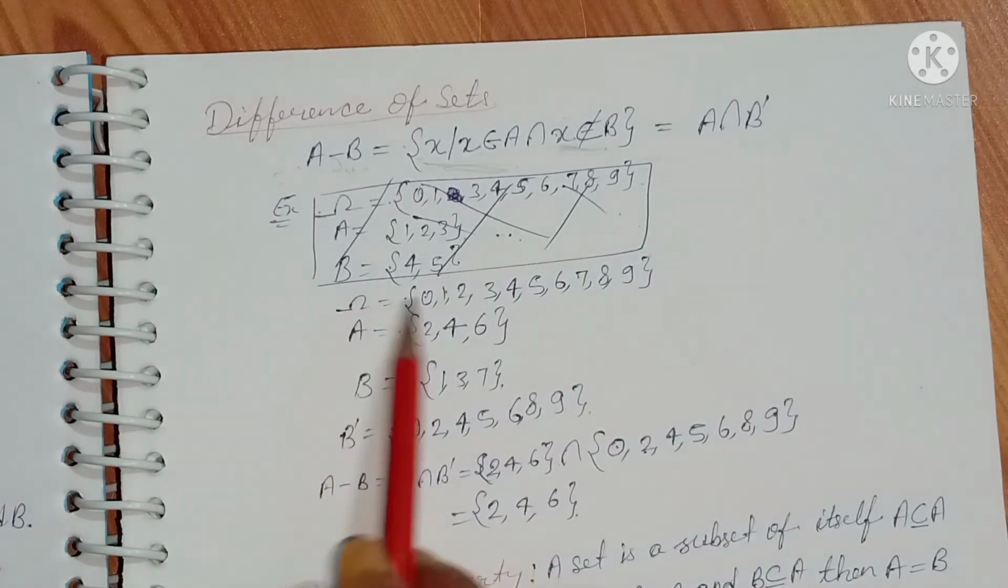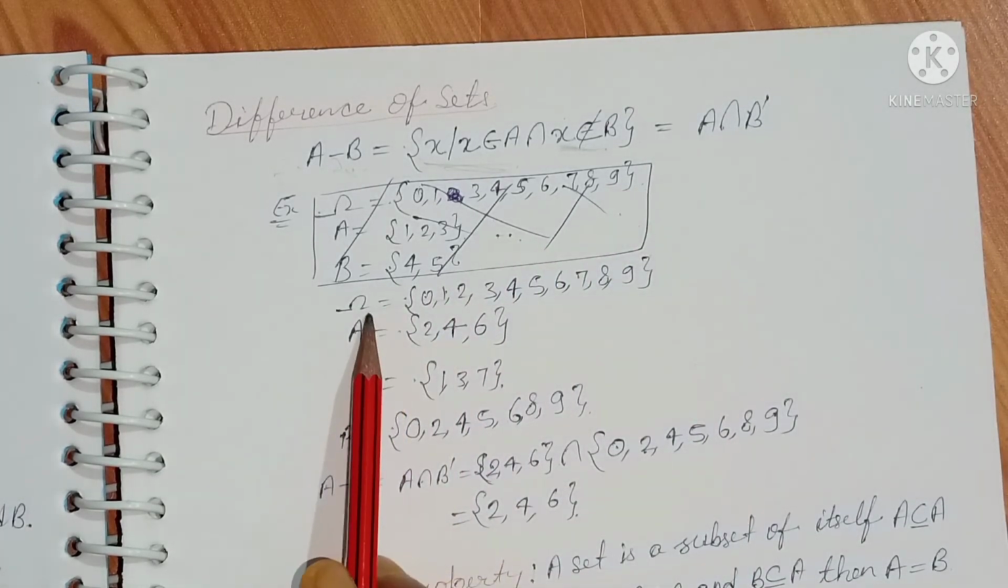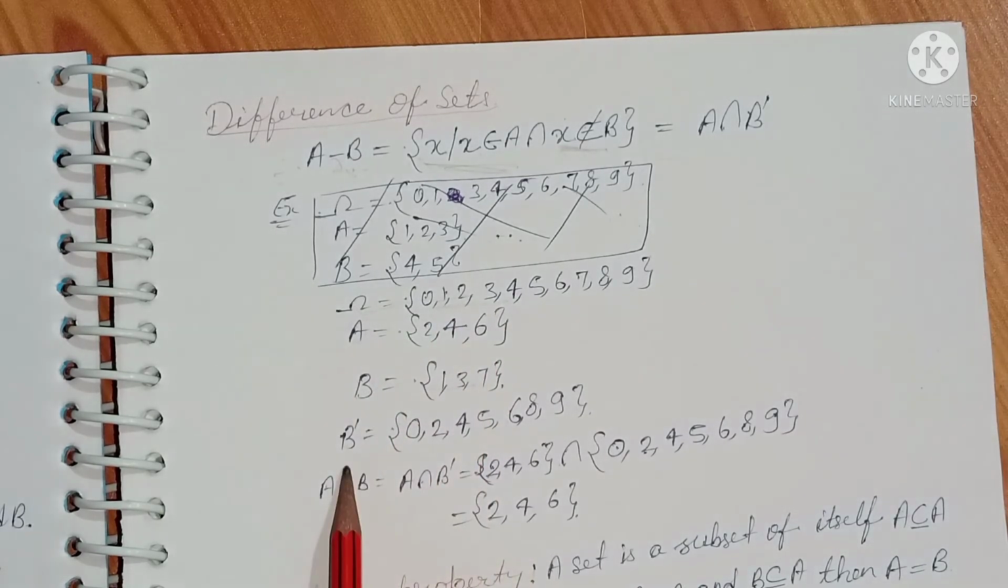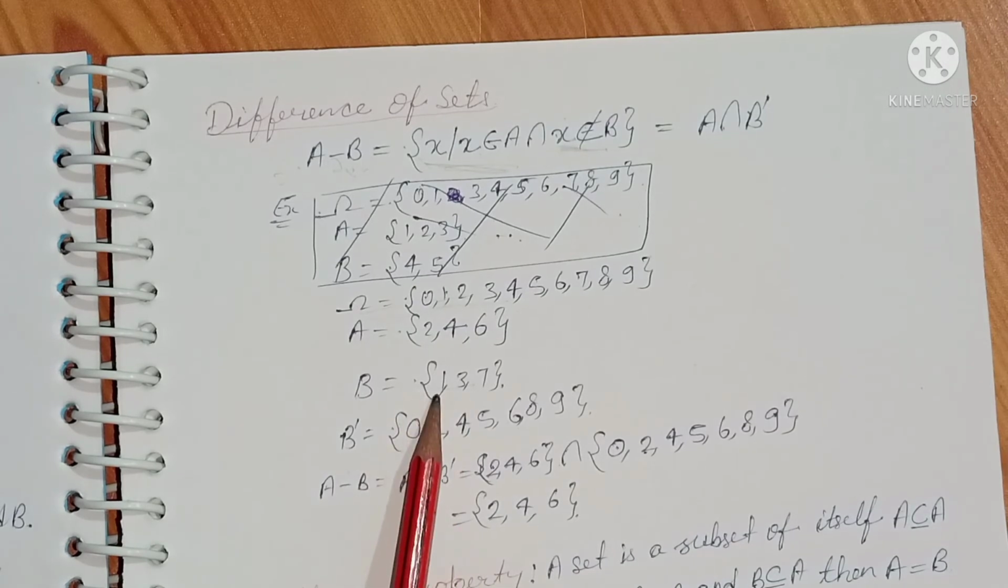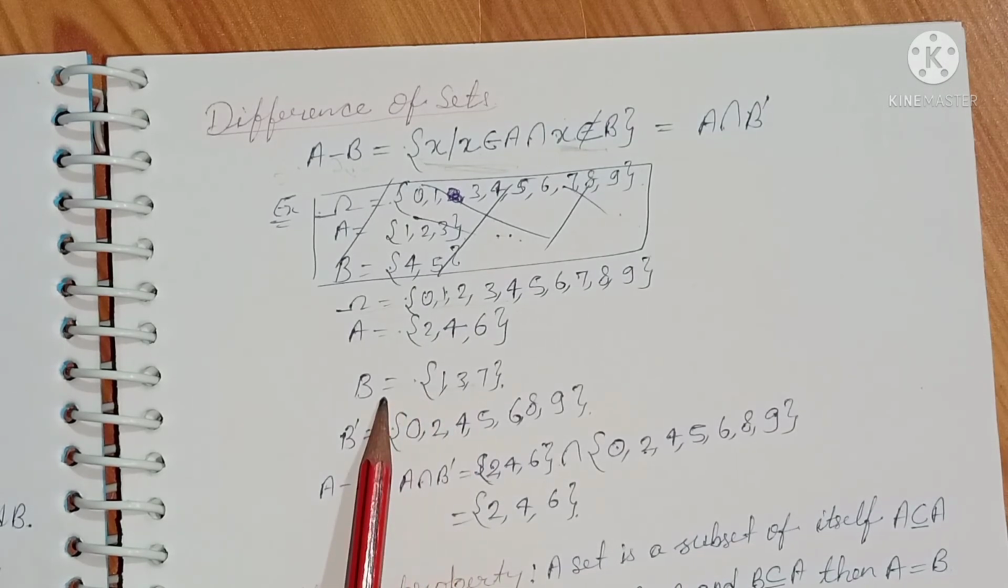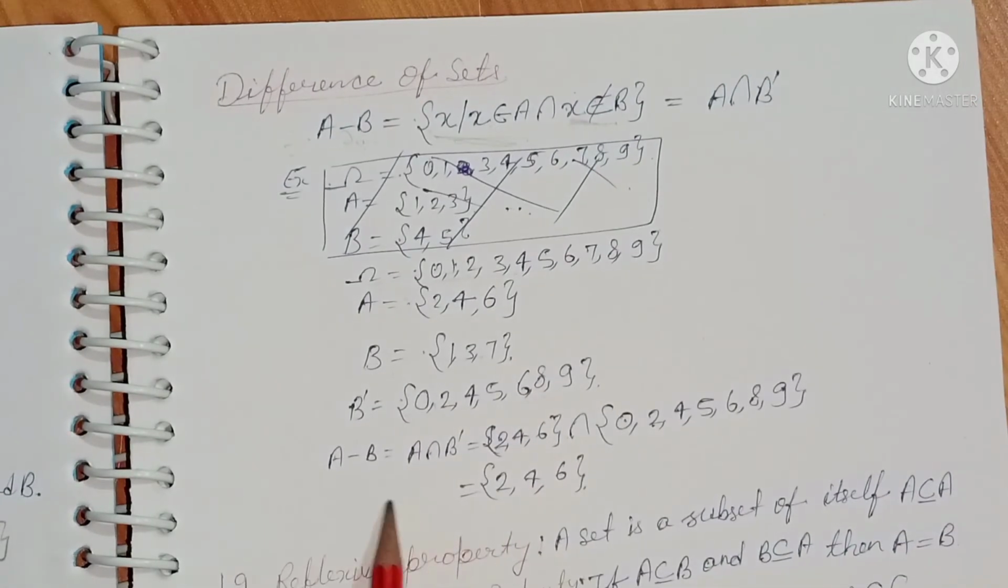Okay, here is an example. This is omega, meaning the universal set. This is A, this is B, and for B complement we have to exclude the elements of B from the universal set. So 1, 3, 7 are present in B. Exclude 1, 3, 7 from the universal set, and you will get B complement. Then you can find the intersection: A minus B equals A intersection B complement.